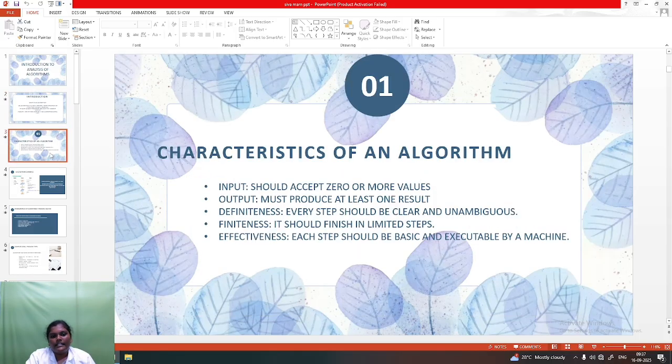Characteristics of an algorithm. The five types. First one is input. It should accept zero or more values. Output must be produced and lead to the result. Definiteness. Every step should be clear and unambiguous. Finiteness. It should finish in a limited number of steps. Effectiveness. Each step should be basic and executable by a machine.